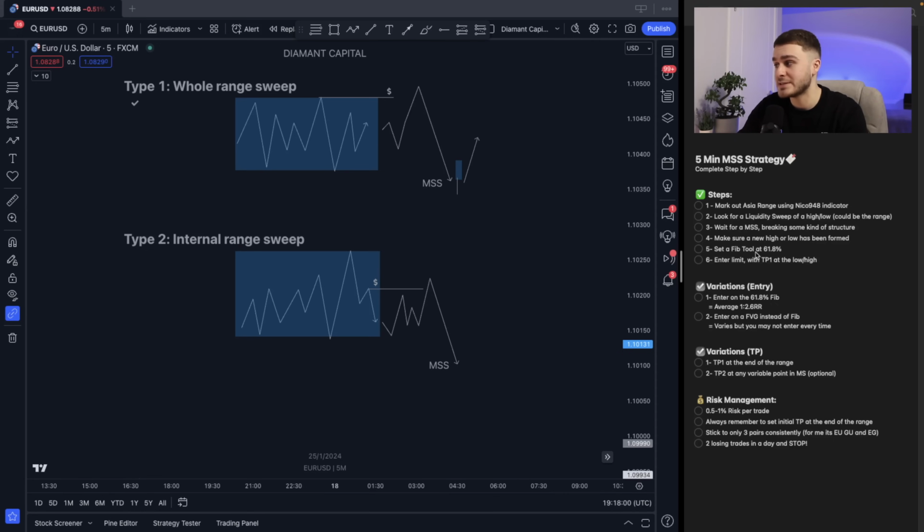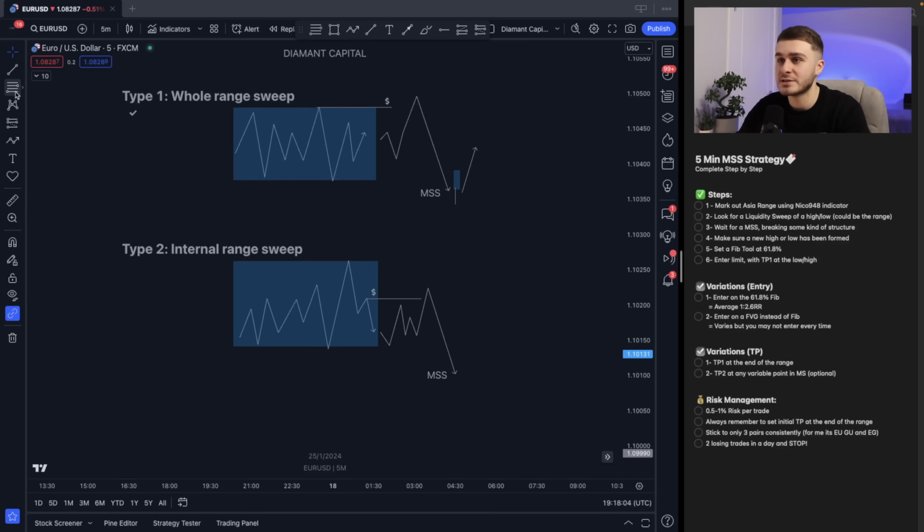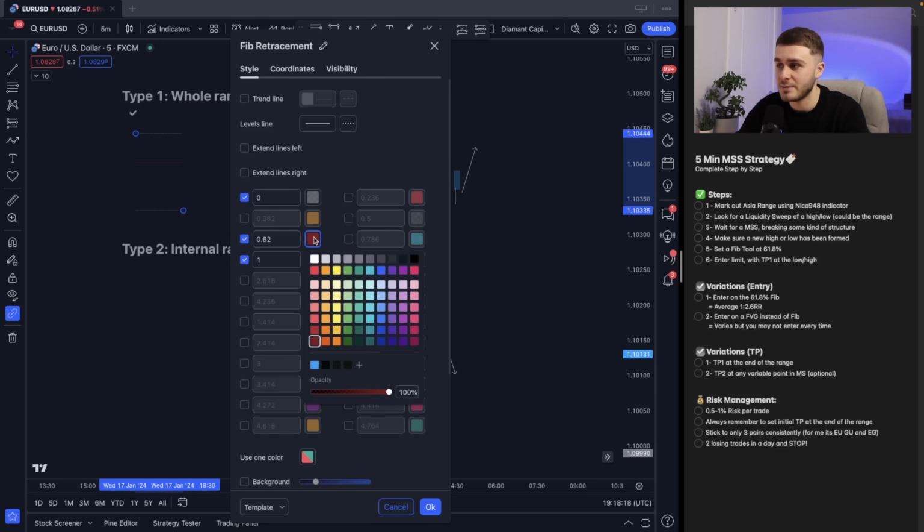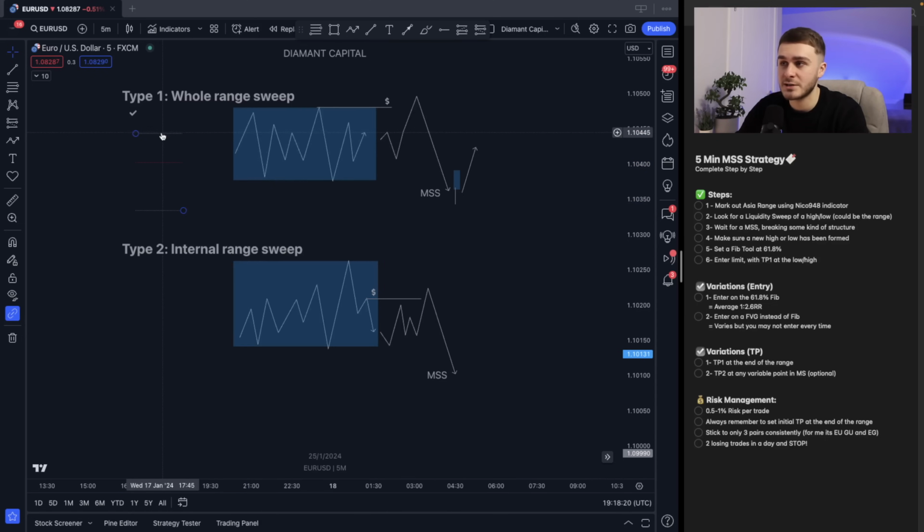And the next one is going to be setting a fib tool at 61.8%. This one is very, very simple. All you're going to have to do, go to your fib retracement tool, put it out, and I've got it saved. So my settings, for example, we've got the 0, we've got the 0.62, and then we've got the 1. Again, you can use my colors if you wish. Generally up to you. It doesn't really matter. Because I've got a blue color scheme, I usually just go for the red, so it's a bit different.